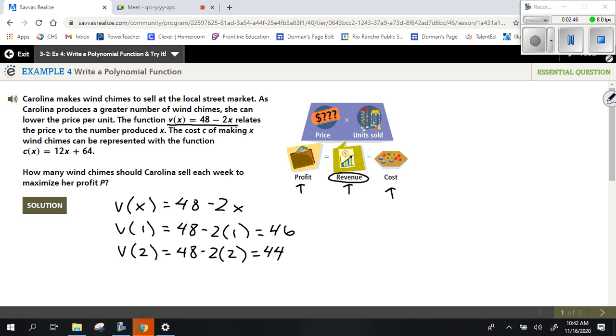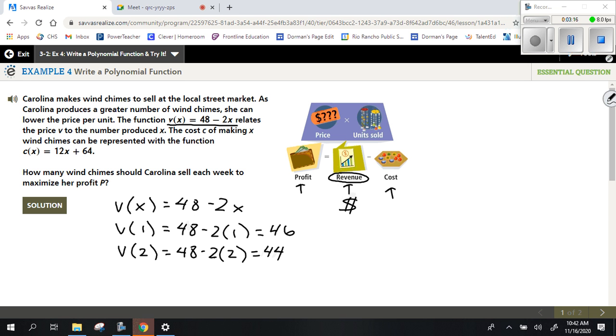So the idea is that the more of these wind chimes that she makes, the lower the price she's able to charge for them. So that's interesting. This is the price of wind chimes depending on how many she has made. But what we really want to know is revenue. How much does she make?